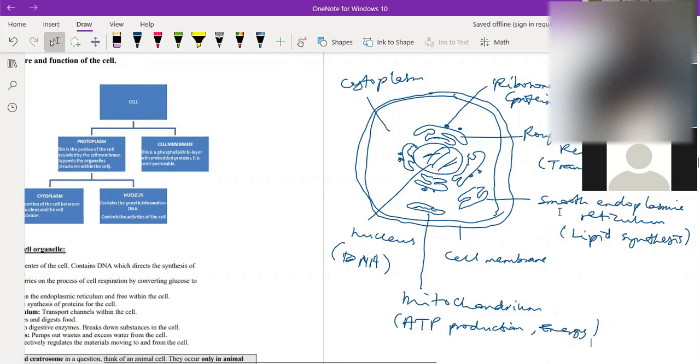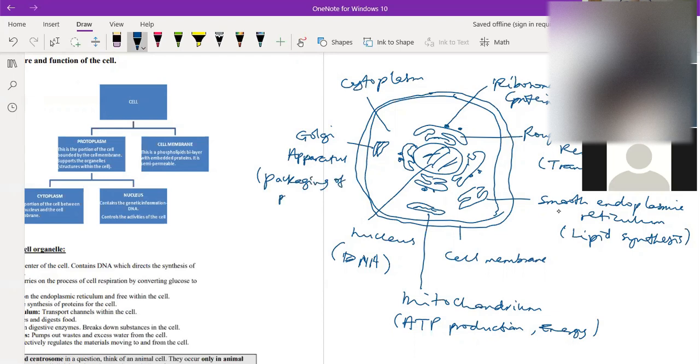Okay. There are more structures that we can put in. I'm going to put in another one that looks like plates. Okay, that would be the Golgi apparatus, or some people call it a Golgi body. So what's the function of the Golgi apparatus? Packaging, correct. The keyword is packaging. So it's the packaging center. It packages the protein that is formed. Okay, so if you remember that, you're good to go. Packaging of proteins that are formed.